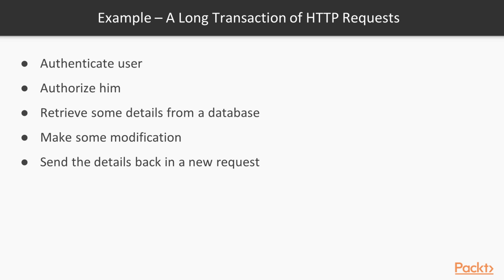First, we authenticate the user and then authorize him. Next, we retrieve some details from a database and make some modification. Lastly, we send the details back in a new request. It wouldn't make sense to repeat steps 1 to 5 in the user's code every time he needs to modify something on the database. Instead, steps 1, 2, 3, and 5 will be abstracted in the same algorithm that receives an interface with whatever the 5th step needs to finish the transaction. It doesn't need to be an interface either. It could be a callback.